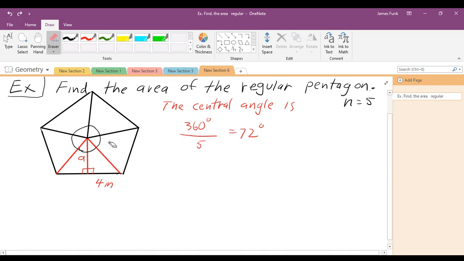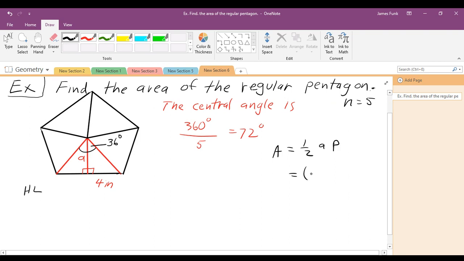So if you take this angle right here, that's going to be half of 72 degrees. That's going to be 36 degrees, because these two triangles here are congruent by HL. So since they're congruent, corresponding parts of congruent triangles are congruent. Okay, now let's pull out that 1/2 times apothem times perimeter, because we're trying to find the area of this pentagon.